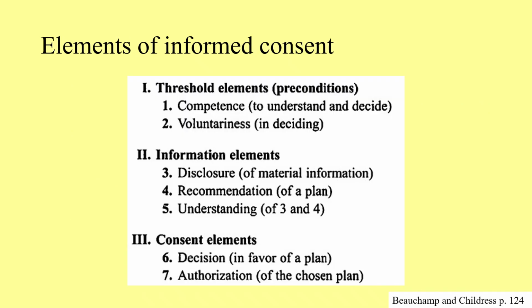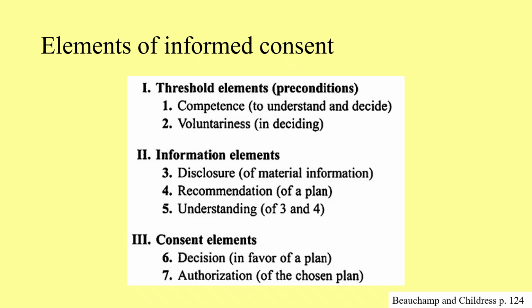As you can see on the screen, this is Beauchamp and Childress's model for informed consent. It's broken into three different sections. You have threshold elements or preconditions, information elements, and consent elements. So based on what we were just talking about, how there are two different steps in the informed consent process, the second section here is about communicating information to a patient, and then the third section is about the authorization of the patient to make their own decision for them.